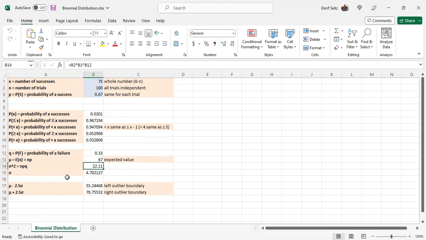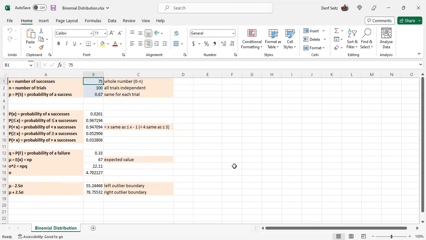The variance is n times p times q, and the standard deviation is always the square root of the variance. This last group identifies the left and right outlier boundaries for this distribution, calculating those as the mean minus 2.5 times the standard deviation, and the mean plus 2.5 times the standard deviation.